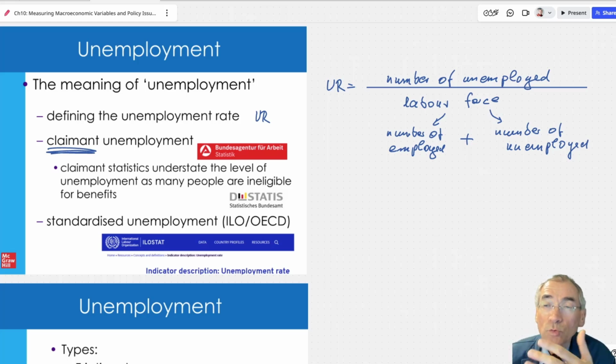And then there's this other term, the claimant. Claimants are those who go to the unemployment authority and claim that they are unemployed and claim that they are eligible for unemployment benefits. So people actively going to the, in German, Job Center or Bundesagentur für Arbeit. And you see a description here: claimant statistics understate the level of unemployment as many people are not eligible to claim unemployment.